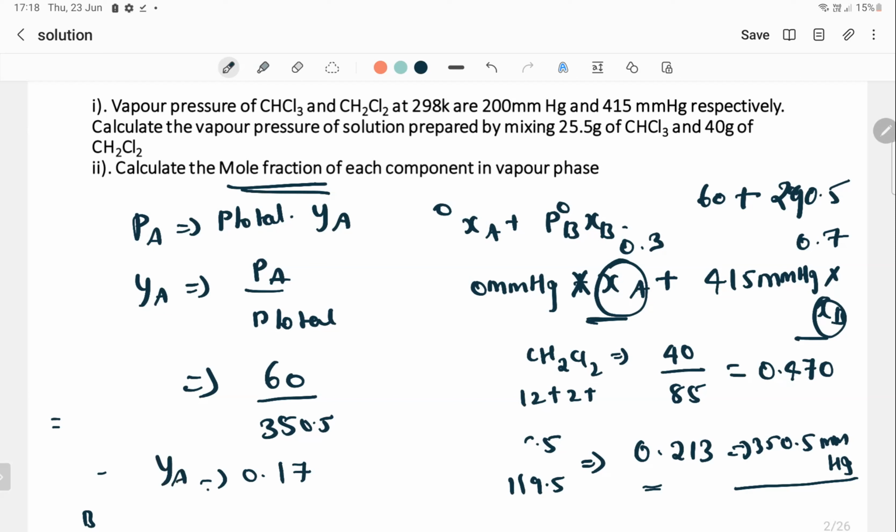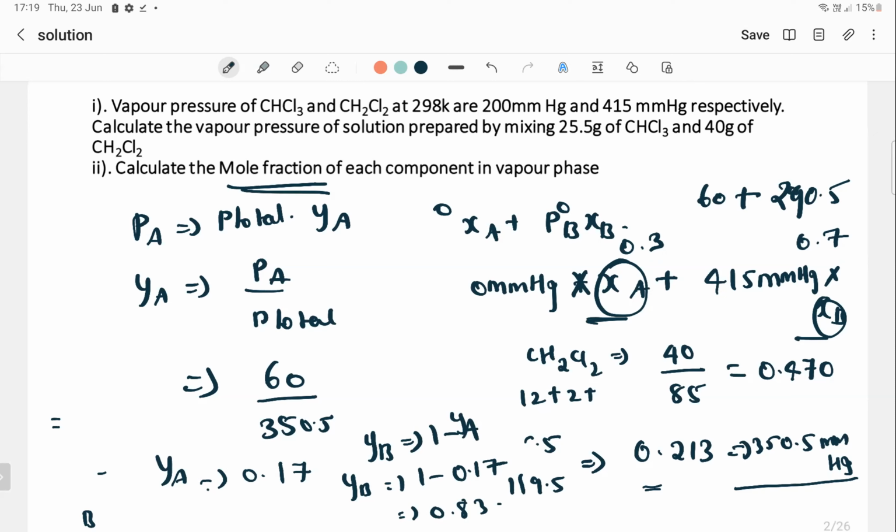So how will we calculate YB? YB is equal to 1 minus YA. Correct. So YB is equal to 1 minus 0.17, which is 0.83. That's it. When you sum up 0.83 and 0.17, your value should be 1. Because always the mole fraction of the solute and the mole fraction of the solvent should be equal to 1. Clear? Got this one?